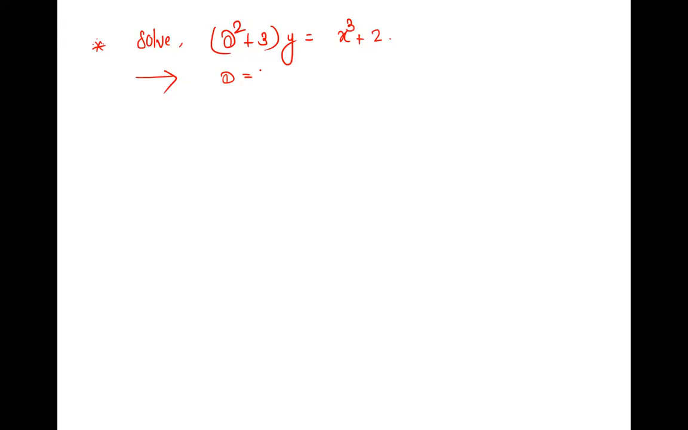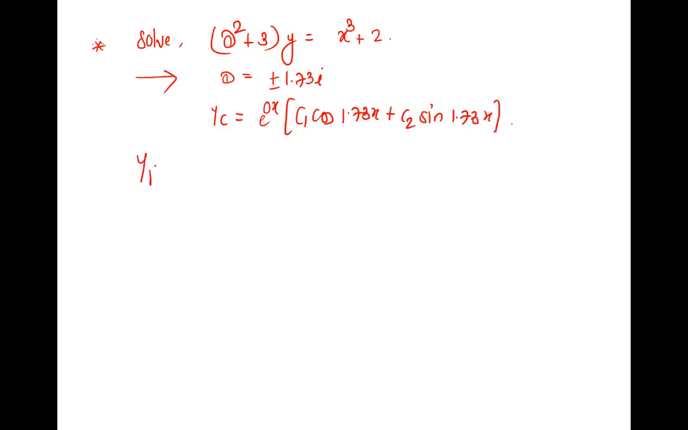Plus minus 1.73 i. Okay, plus minus 1.73 i. Tell me yc. e raised to 0x, in bracket, cos and sin 1.73x. Correct. yc is done. We go to yp now.